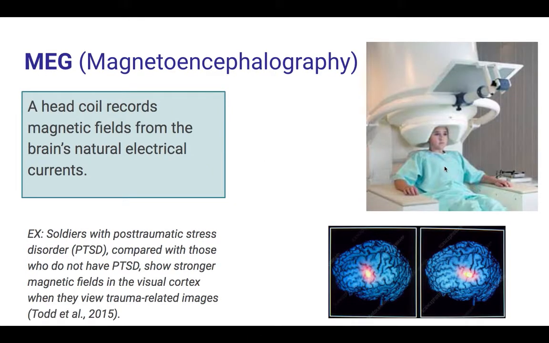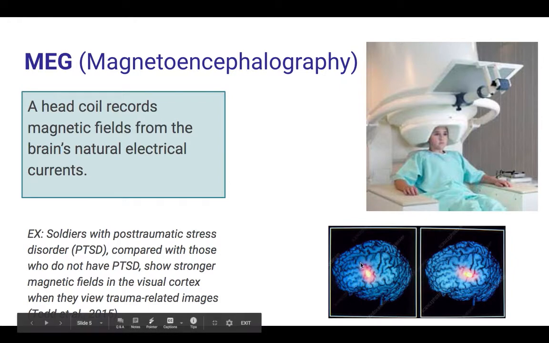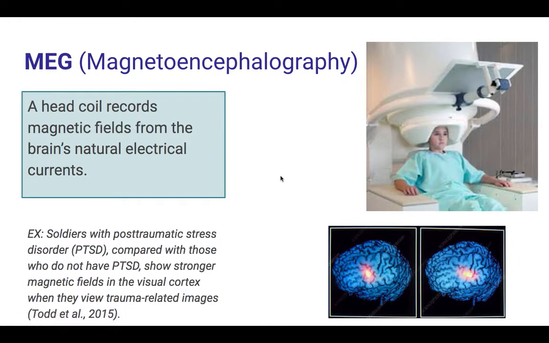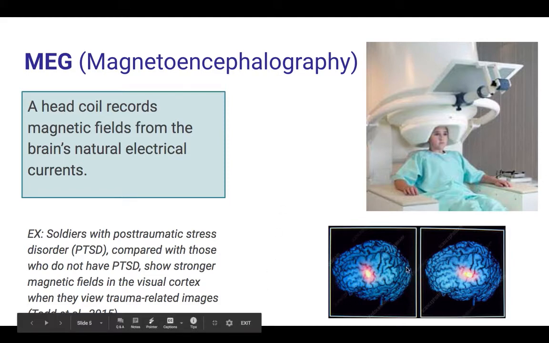An MEG, I'm not even going to try to pronounce that, is a head coil, and it records magnetic fields from the brain and its natural electric currents. So it's like this, and it shows a little lit-up picture of what part of the brain is activated. Soldiers with PTSD, compared to those who do not have PTSD, show stronger magnetic fields in the visual cortex, the occipital lobe back here, when they view trauma-related images.